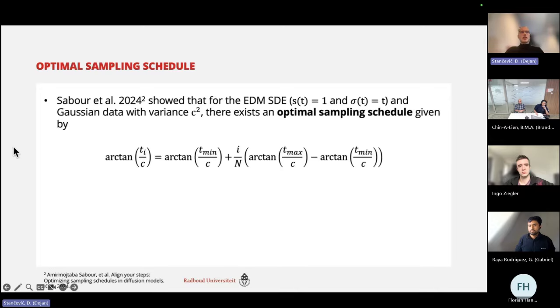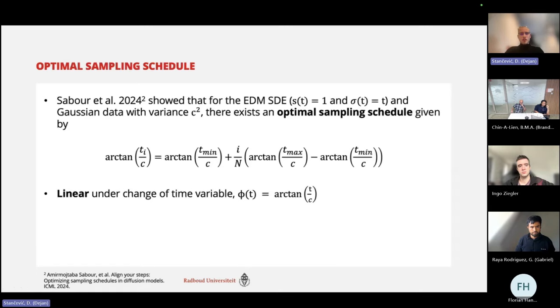So our guiding principle in this work was the idea that in some simple case, you can actually show that the optimal sampling schedule is given by this function here. What this tells us is that in this simple case, where we look at Gaussian data, the optimal sampling schedule for a first order solver is linear under a change of time variable. And it also depends on the data through this variance C.